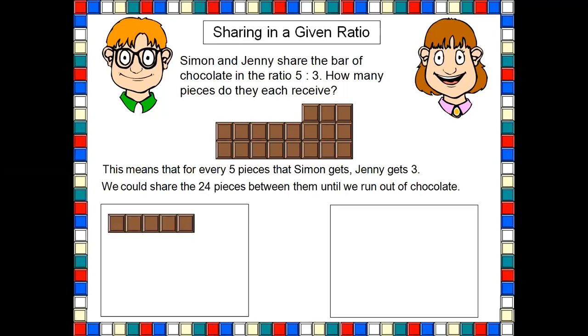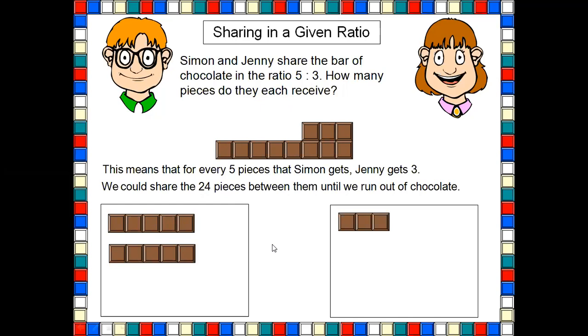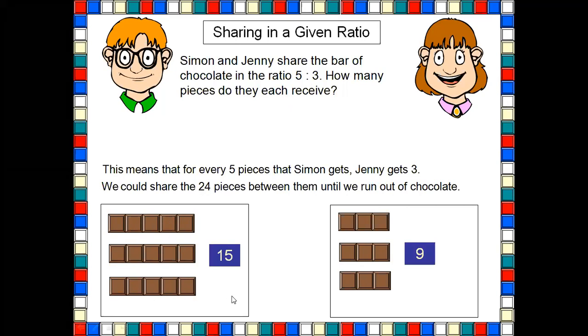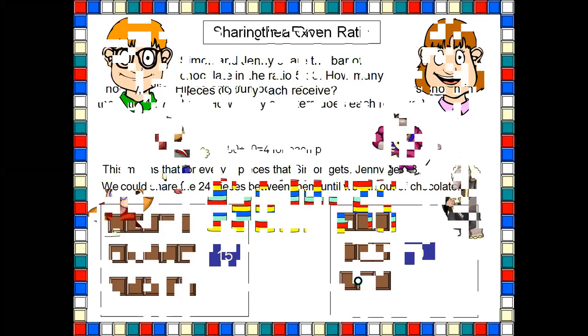Now look here. Here are the first 5 pieces to Simon. Then Jenny gets 3, as we said, for every 5 pieces Simon gets, Jenny will get 3. 5 pieces to Simon, Jenny gets 3. So we're done with the bar of chocolate. How many pieces did Simon get in the end? He got 15 and Jenny got 9 pieces.